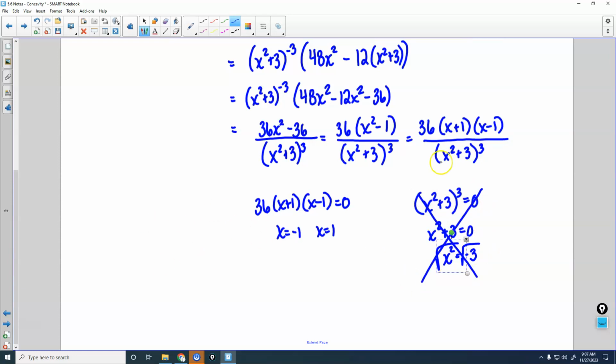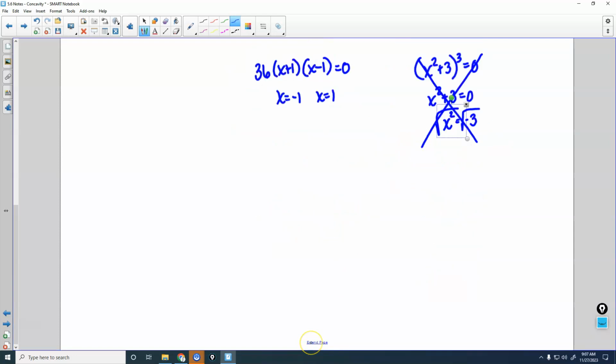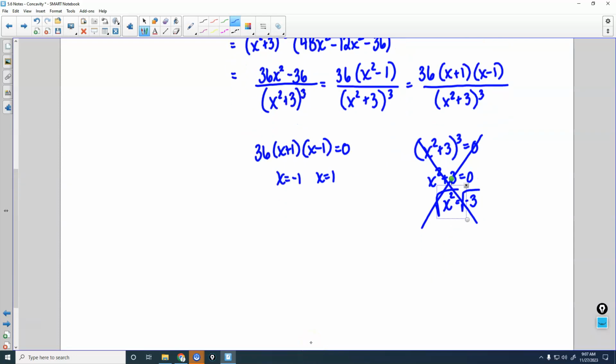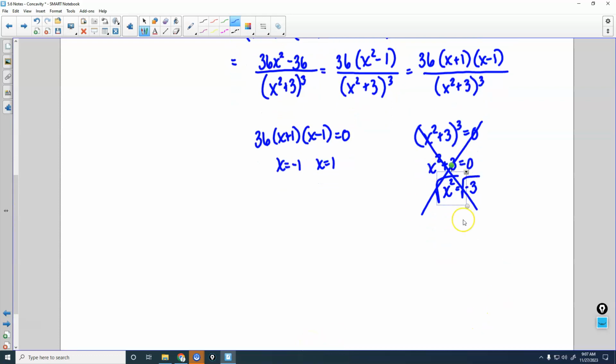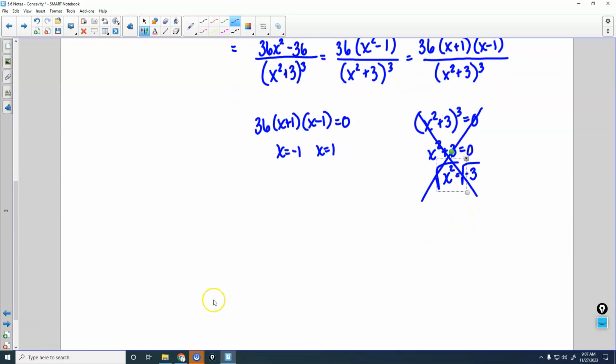And if you look at it, you could even recognize that without setting it equal to 0. Because x squared is positive. And then we're going to add 3 to it. And it's still going to be positive. And then we're going to raise it to the third power, and it's still positive, right? So there's no way that this could ever be negative or equal to 0 right here. So if you recognize that, you can kind of just leave off that part right there. So we need to know the second derivative.